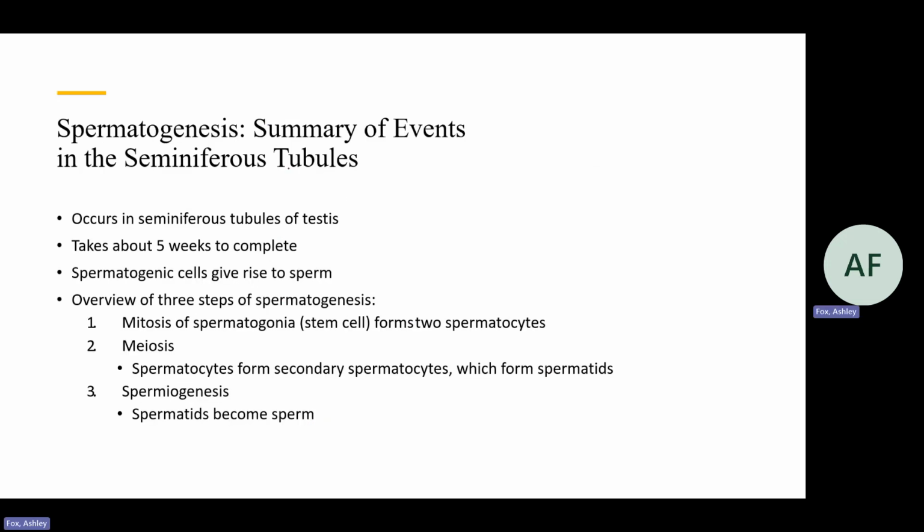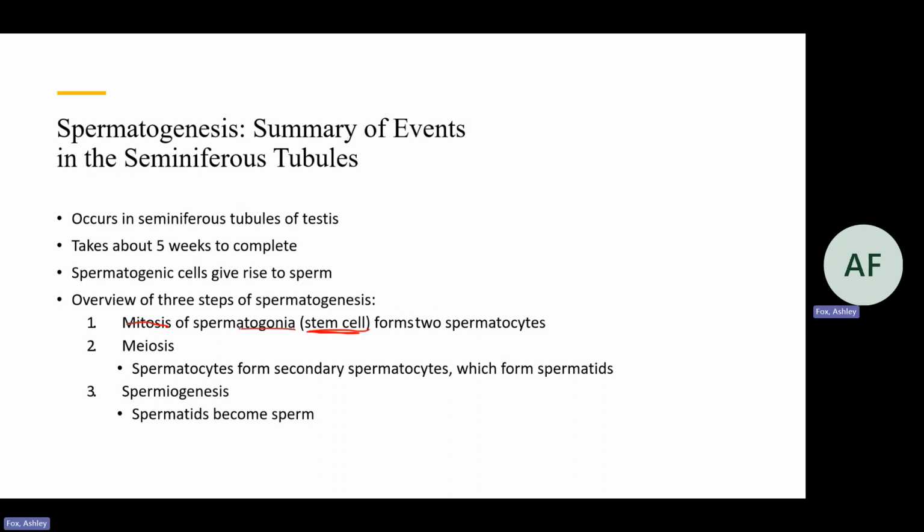So looking at spermatogenesis, again, the steps of sperm production. Again, it happens in the seminiferous tubules. It takes about 5 weeks to finish, to go from the original cell to sperm. So there's first these three major steps. First is mitosis. And you're like, okay, well, we talked about meiosis. Why are we involving mitosis? It's because we have stem cells, and this is why we can continuously produce sperm.